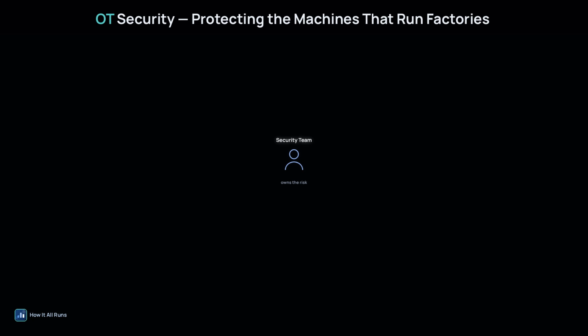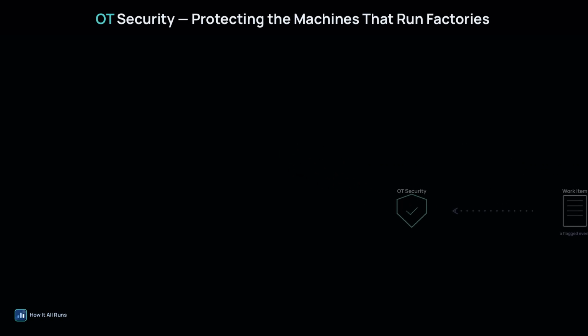A security category is easiest to understand by following one risky moment. OT security, protecting the machines that run factories, is the system around that moment. The moment starts as normal work: a message, file, asset, vendor alert, or access request. The risk is hidden. If nobody checks it, the organization learns after the issue has spread.